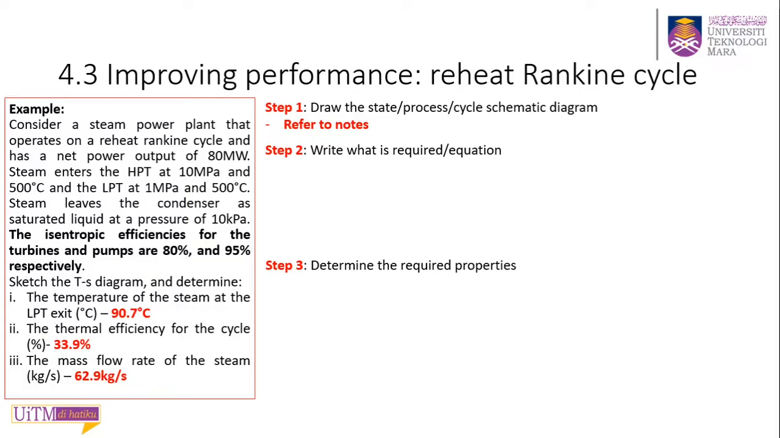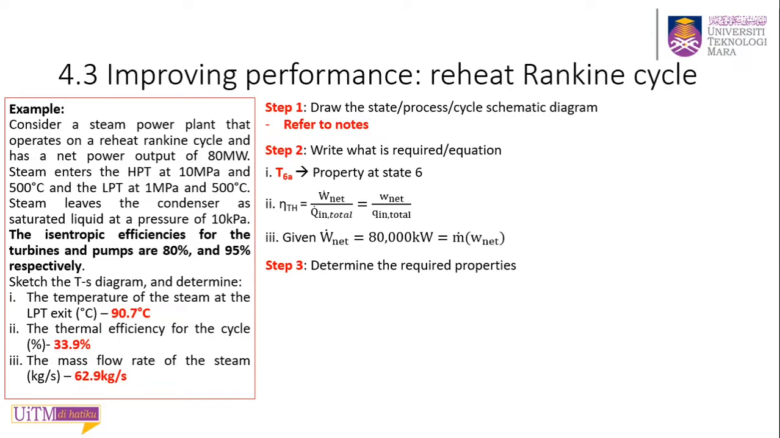For step 2, the first item is to determine the exit temperature at the low pressure turbine. Since there is an isentropic efficiency at the low pressure turbine, the exit temperature here is the actual exit temperature at state 6. For the second item, to find the thermal efficiency, we will use the thermal efficiency equation as seen in the previous slide. For the third item, to find the mass flow rate using the net work output given, which is 80 megawatts, we can solve for the mass flow rate using the following equation.